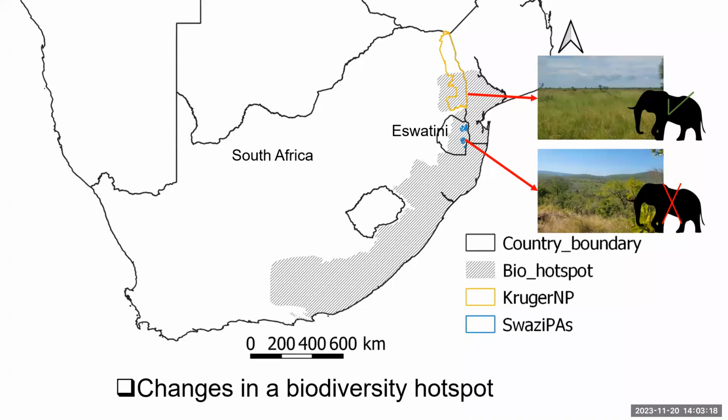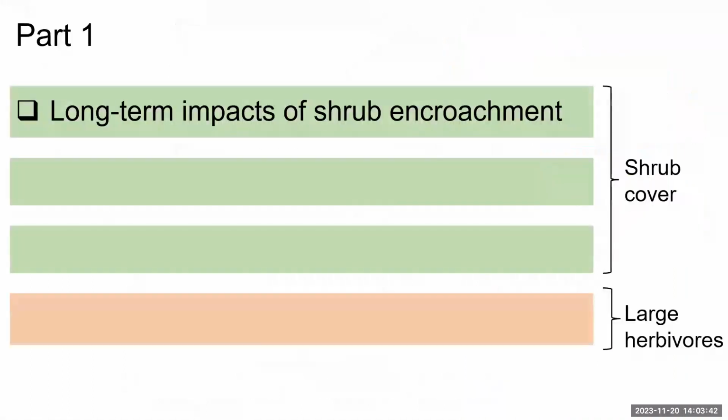Kruger and Eswatini savannas are very similar in terms of climate, soil properties, and vegetation composition. But what is different is that in Kruger, there's a thriving elephant population. Eswatini has not had elephants in decades. Instead, Eswatini is characterized by a thick, woody savanna. So this first part here concerns long-term impacts of shrub encroachment.